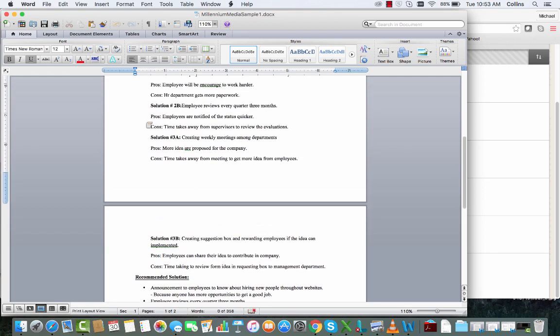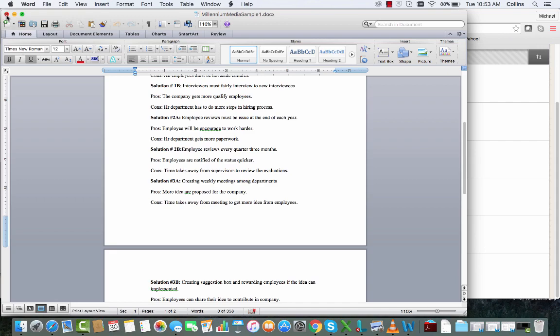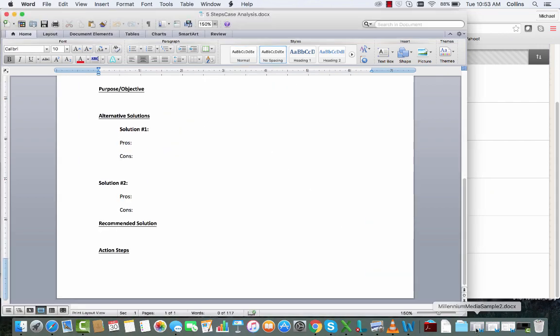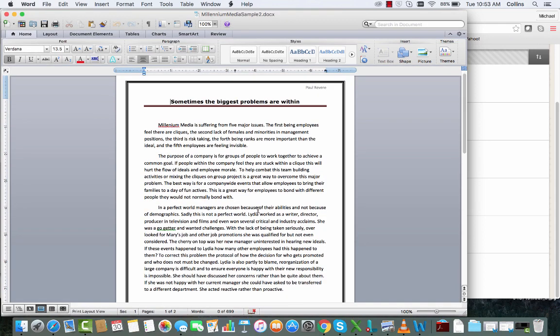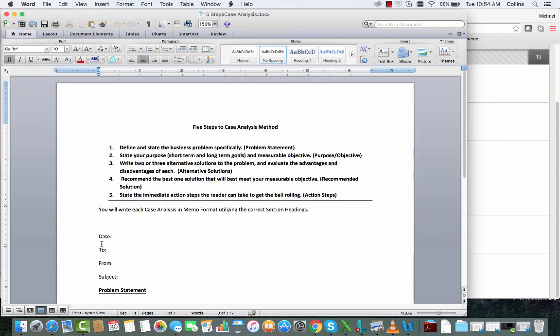So let's clear this one, all right? Now this one, sample 2. Look at this one. Obviously the format is completely wrong. Looks nice, but that's not what we want. What we're looking for is, again, a memo format: to, from, subject, and the date. Let's go back here. Date, which is whatever date it is, to me, from you, subject John Vorenberg and Millennium Media.